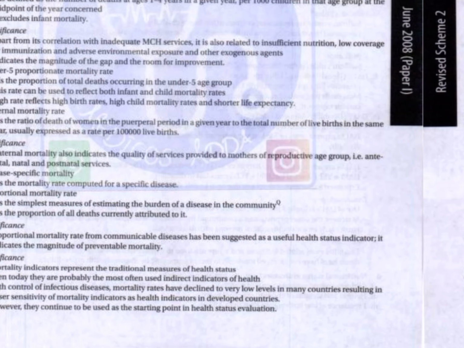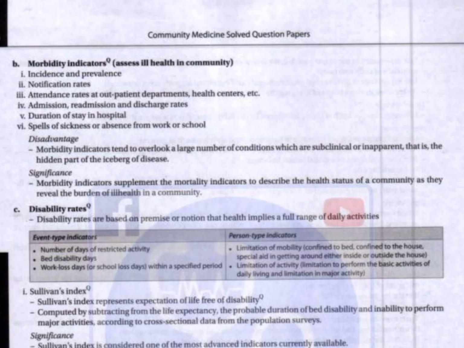Morbidity indicators assess ill health in the community. 1. Incidence and prevalence. 2. Notification rates. 3. Attendance rates at outpatient departments, health centers, etc. 4. Admission, readmission and discharge rates. 5. Duration of stay in hospital. 6. Spells of sickness or absence from work or school.